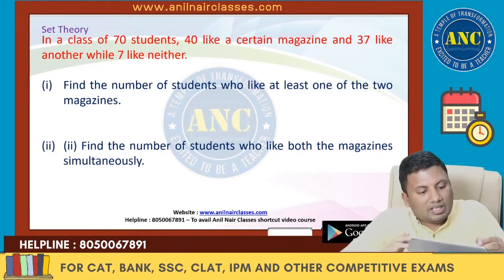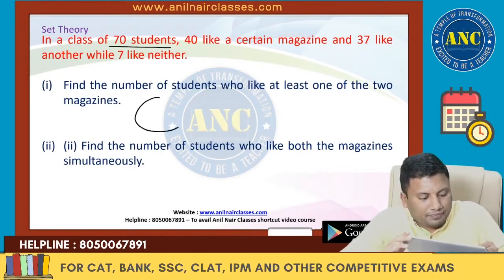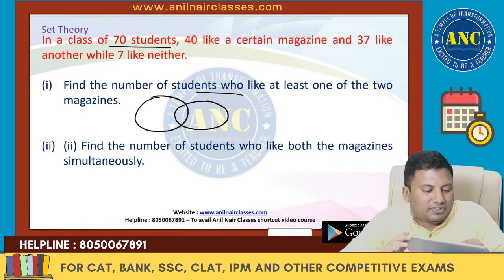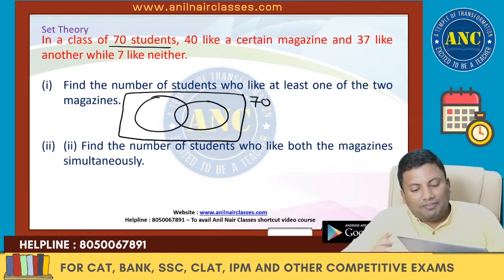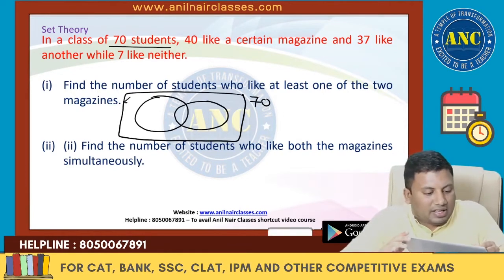In a class of 70 students, there are 70 students. 40 like a certain magazine. Okay.